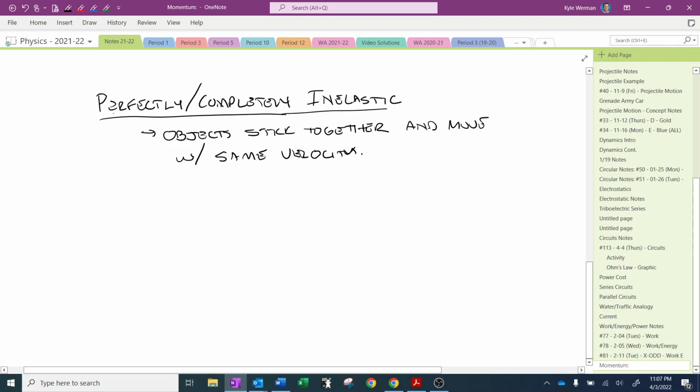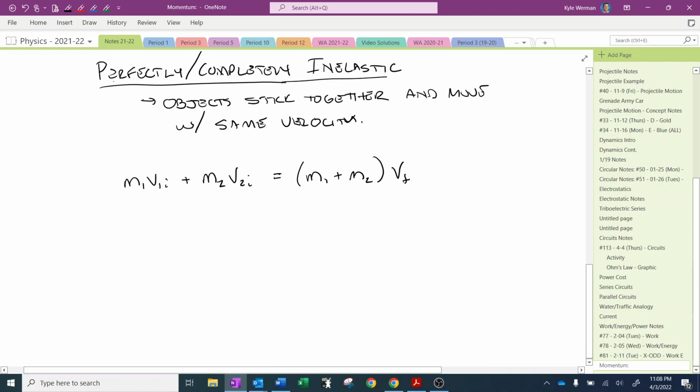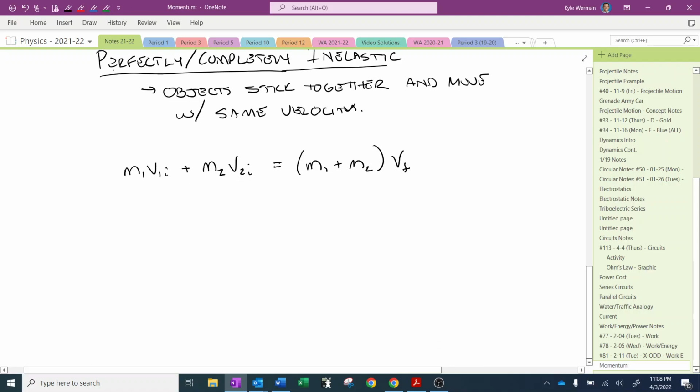And what's nice about that is we have our same momentum equation, right? The first object's mass and velocity at the start, the second object's mass and velocity at the start. But because they stick together, the two masses combine into one mass moving at one final velocity. So you no longer have two different velocities, you have one final velocity. Now, if you were to distribute v final in there, you would see that it's our same original equation that we've been doing for momentum.